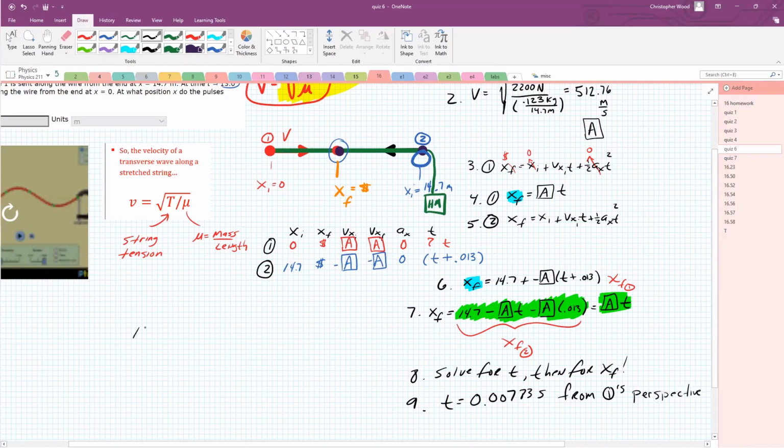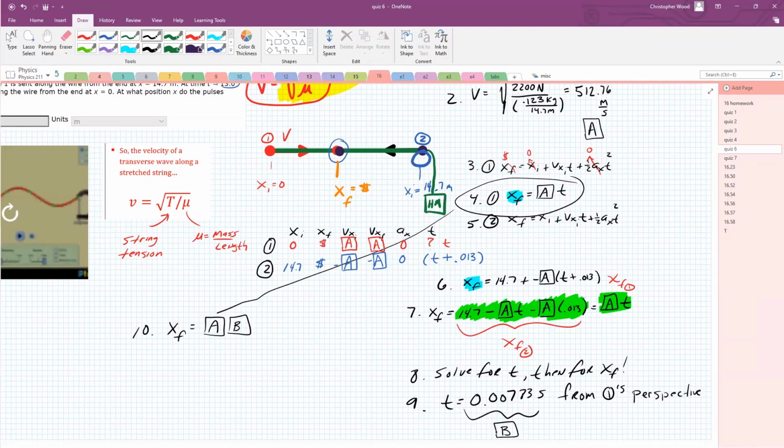Okay, so number 10. What is XF? I'm just going to reuse this version. XF equals calculator memory location A times calculator memory location B, because I'm going to put all of this into memory location B. So when I take memory location B times alpha A, I get 4.017. That's where they meet. These pulses meet at 4.017 meters.